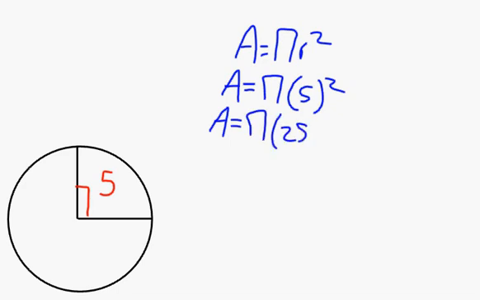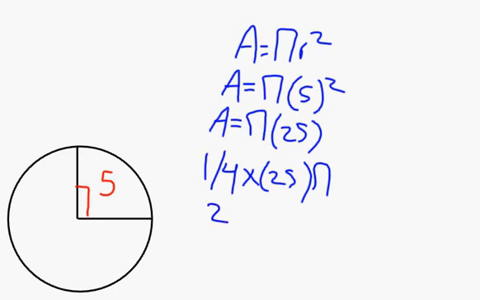The area of a sector is 1/4, and you multiply that by 25 pi square inches. So now, the area of the sector is 25 pi divided by 4 square inches. Then we figure out that the area is 6.25 pi square inches.